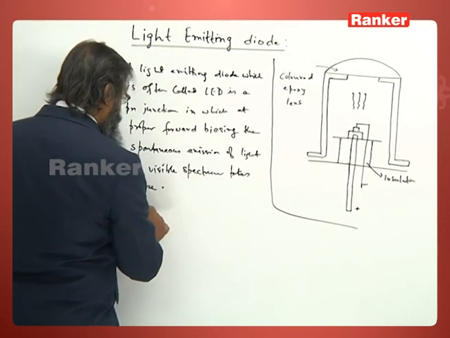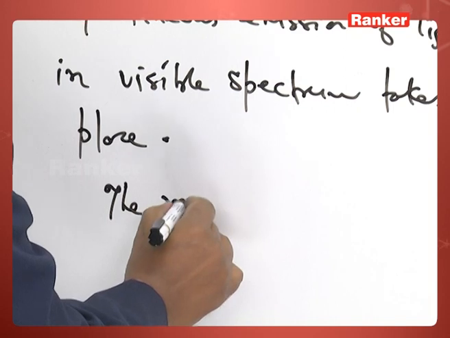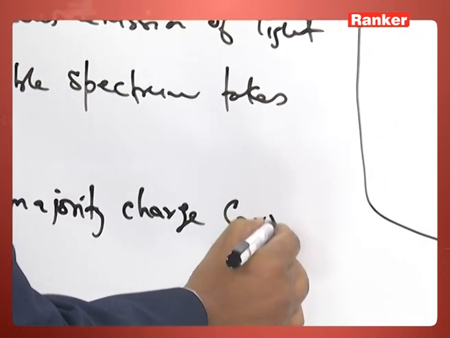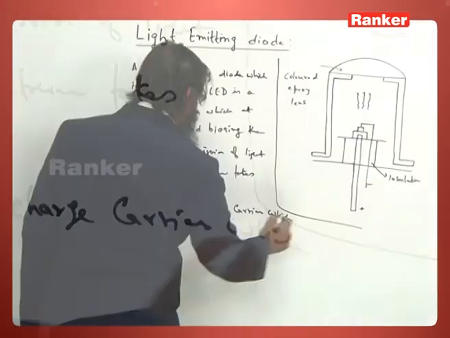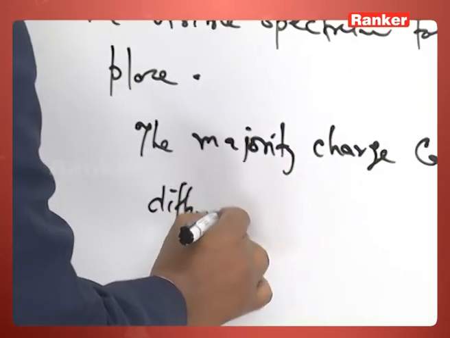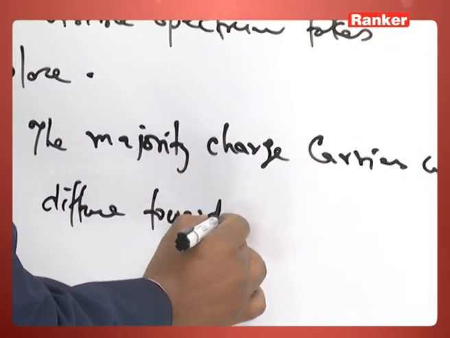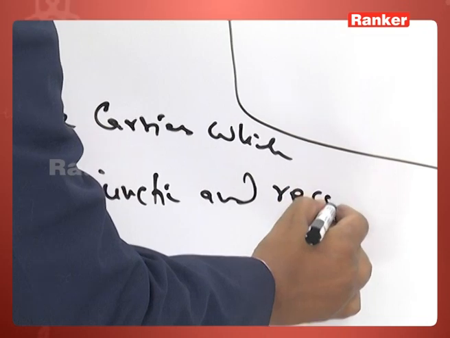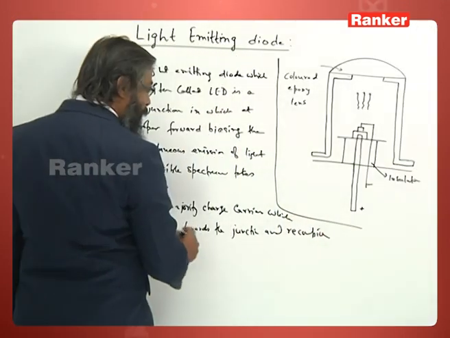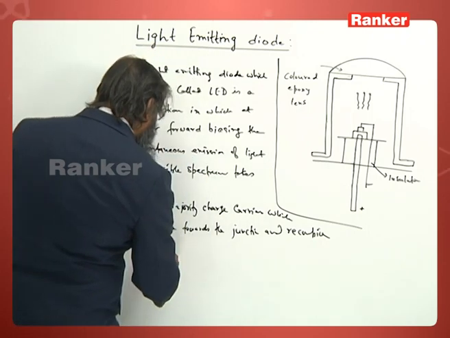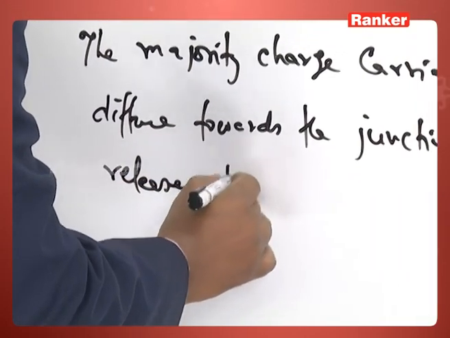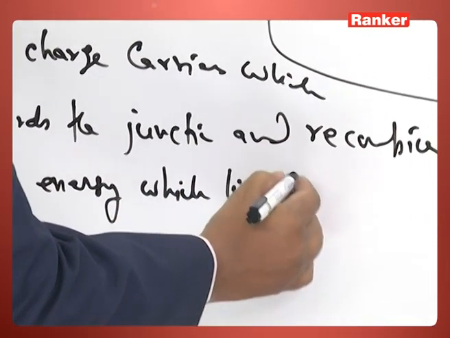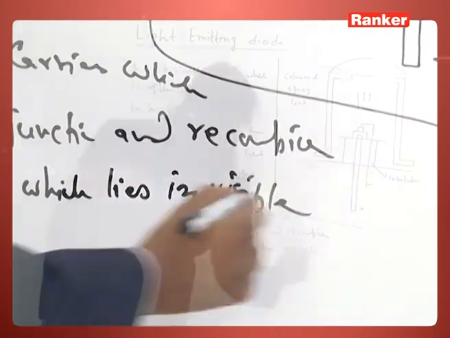Why does it take place? So, the majority charge carriers which diffuse towards the junction and recombine release the energy which lies in visible spectrum.